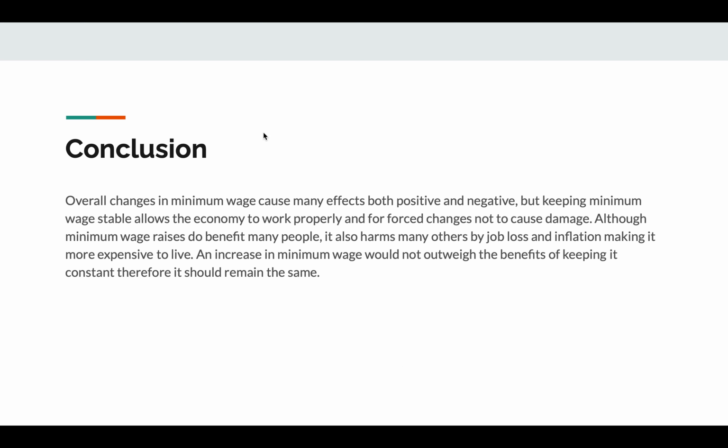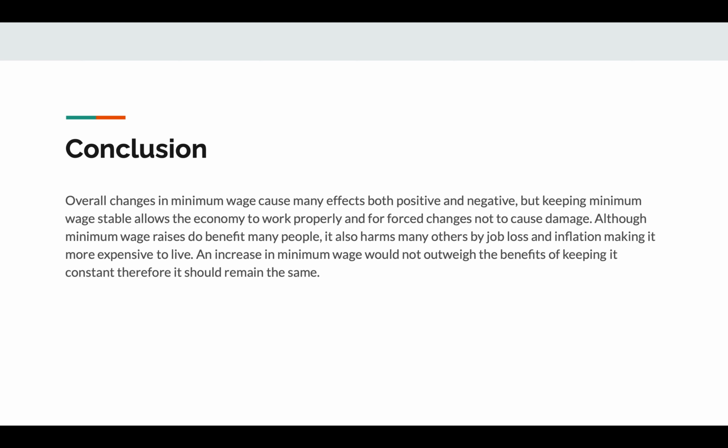And my conclusion is overall changes in minimum wage cause many effects, both positive and negative, but keeping minimum wage stable allows the economy to work properly and for forced changes not to cause damage. Although minimum wage raises do benefit many people, it also harms many others by job loss and inflation, making it more expensive to live. An increase in minimum wage would not outweigh the benefits of keeping it constant. Therefore, minimum wage should remain the same.